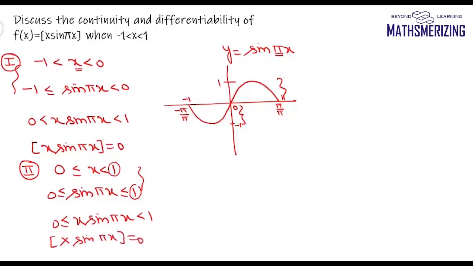So in this case also, the greatest integer function of x sin pi x is 0. So the given function f(x) in the interval -1 to 1 is nothing but a constant function which is 0. And any constant function in an open interval is both continuous as well as differentiable. So the answer is, this function is continuous and differentiable in -1 to +1.